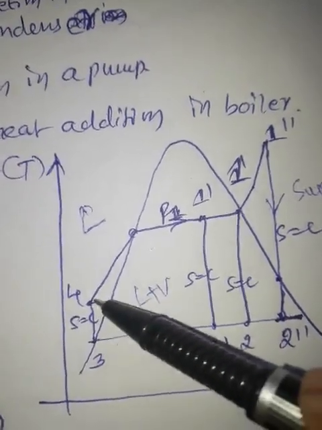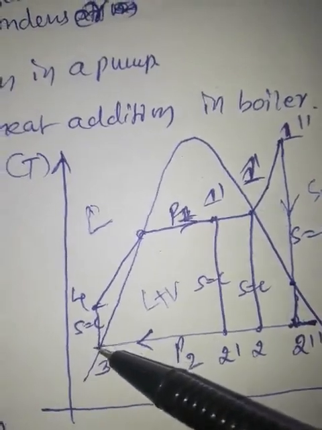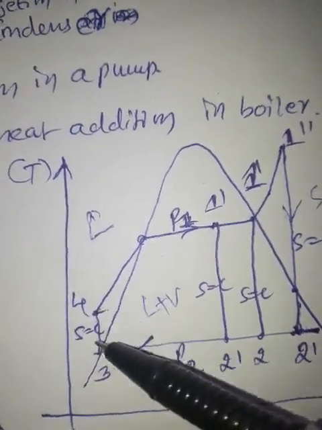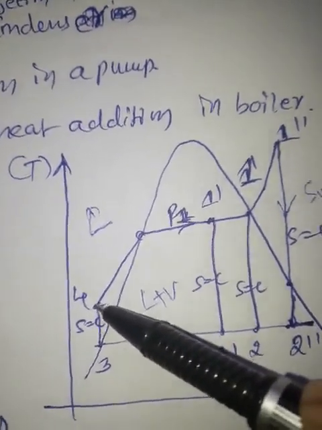Then 3 to 4 is isentropic compression inside the pump. Because of the pumping action, there is a rise in temperature of the water, but it's an isentropic process, S equal to C. 3 to 4 is a pumping process.